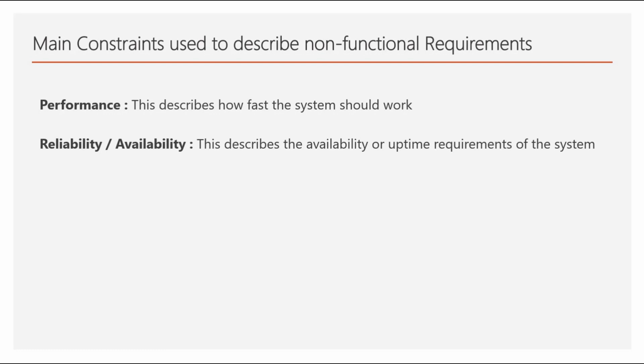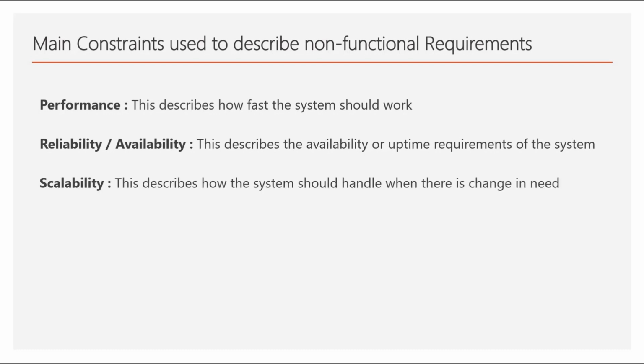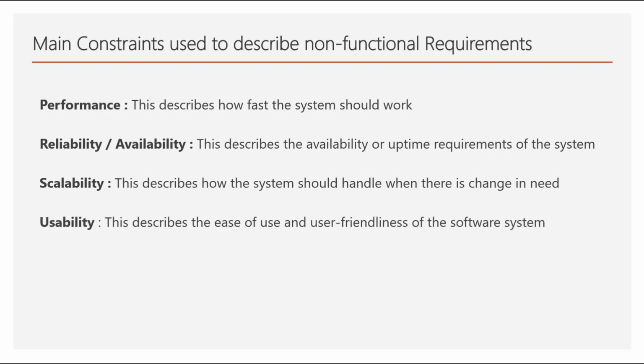Reliability or availability. This describes the availability or uptime requirements of the system. Scalability. This describes how the system should handle when there is change in need. Usability. This describes the ease of use and user friendliness of the software system. Security. This describes the security requirements of the system.